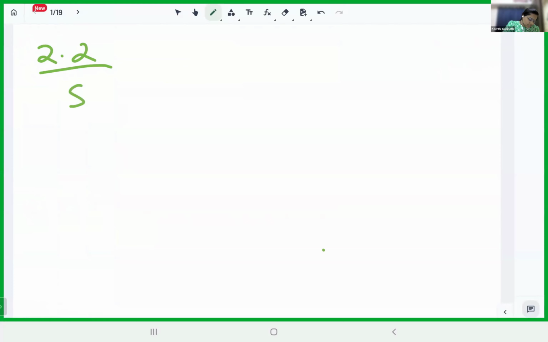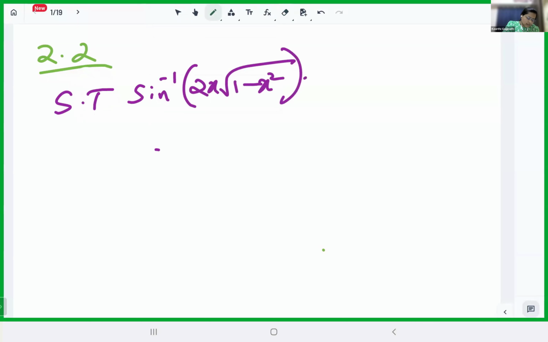So first one is the example in your textbook. That is important. Show that sine inverse of 2x into root of 1 minus x square is equal to 2 sine inverse x. Okay, we have to show that sine inverse of 2x into root of 1 minus x square is equal to 2 sine inverse x.